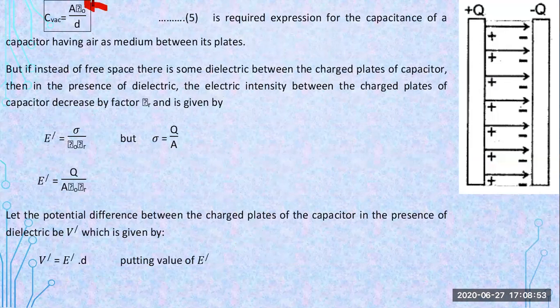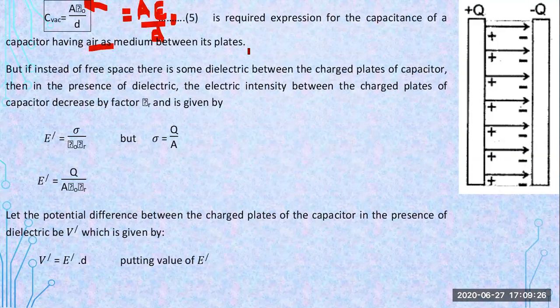We are simplifying the same equation which we simplified in the last step: C is equal to A epsilon naught divided by D. Same formula we have simplified. It is the required expression for the capacitance of a capacitor having air as a medium between the two plates.